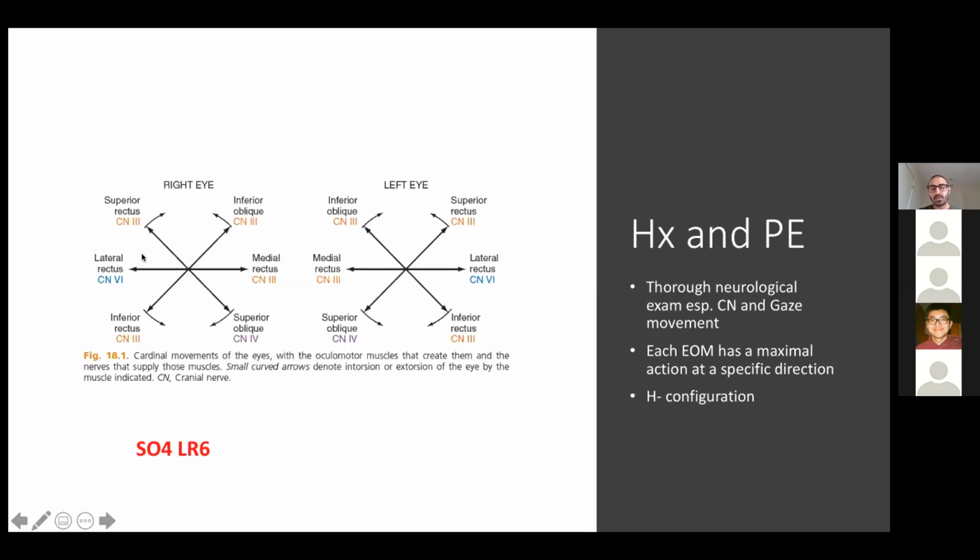For example, just to get a sense, if there is a 6th nerve palsy affecting the lateral rectus, the patient will have horizontal diplopia looking in the direction that's affected. So let's say it's affecting the right eye, the patient will have diplopia looking to the right. And then also in the physical exam, it's important to do the H configuration, because there might be subtleties that can't be detected unless we do quite a meticulous exam.